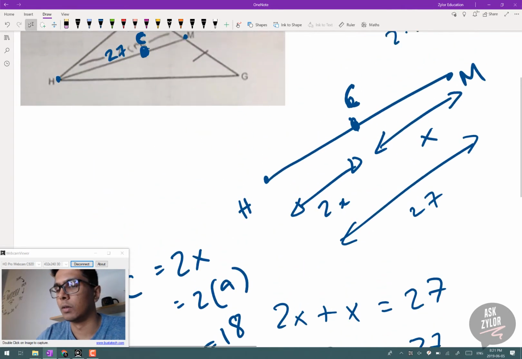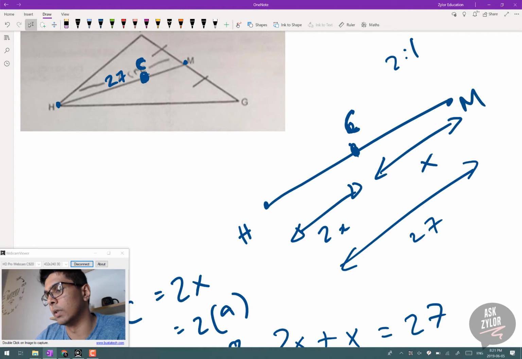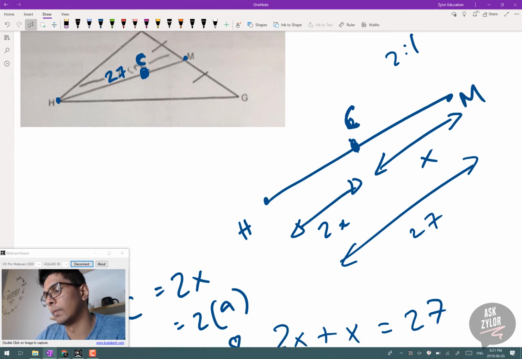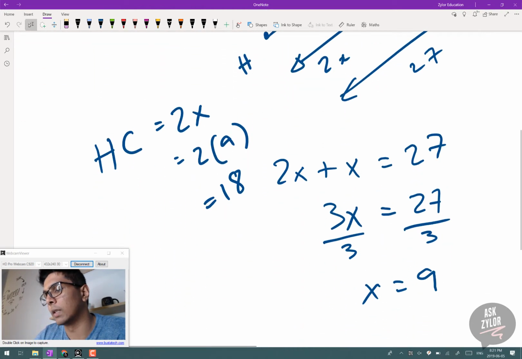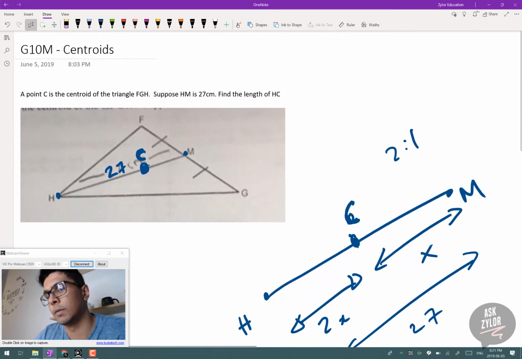Okay, so for this, once again, we had to know that the centroid breaks down the median into a 2-to-1 ratio, so we figured that 27 is equal to x plus 2x. Right, so we figure out what x is, and we know HC is 2x, so we plug that x in to find what that is.